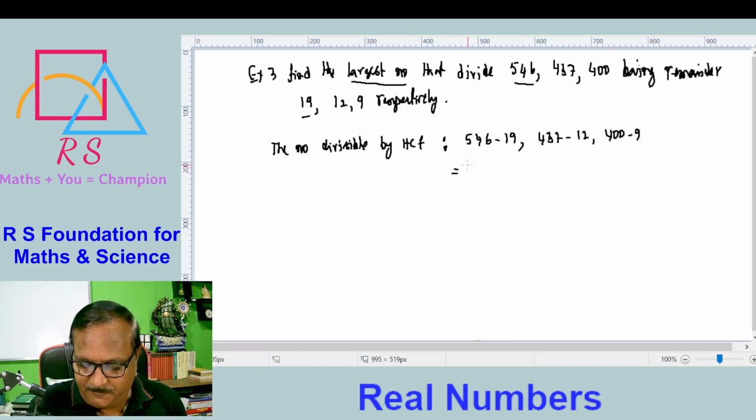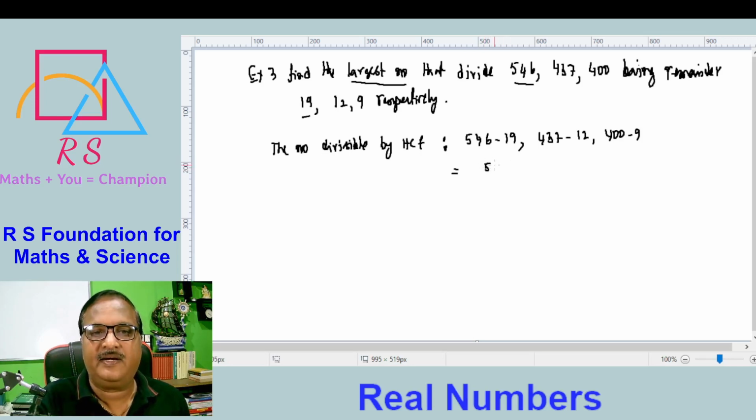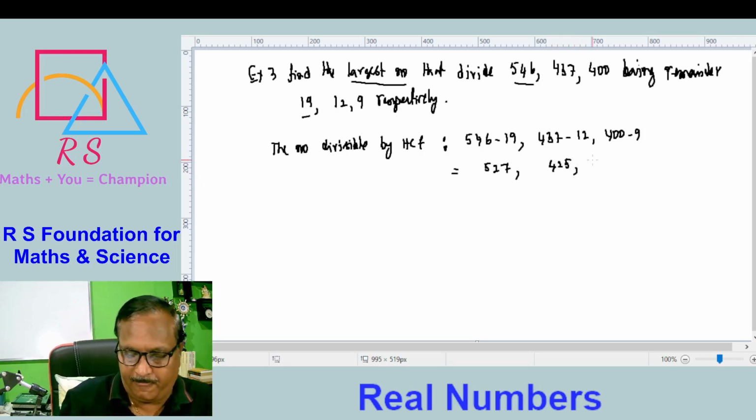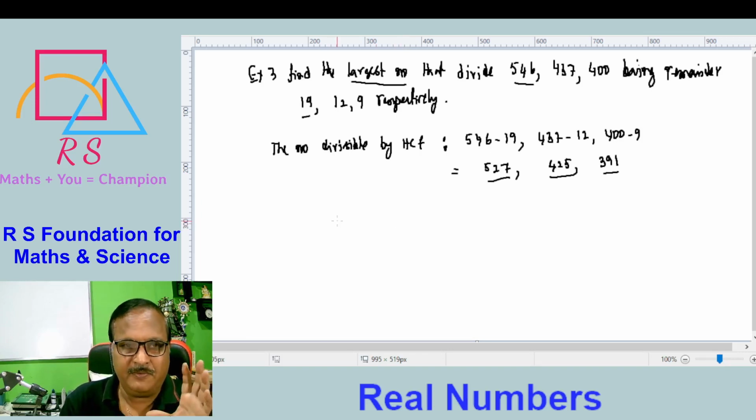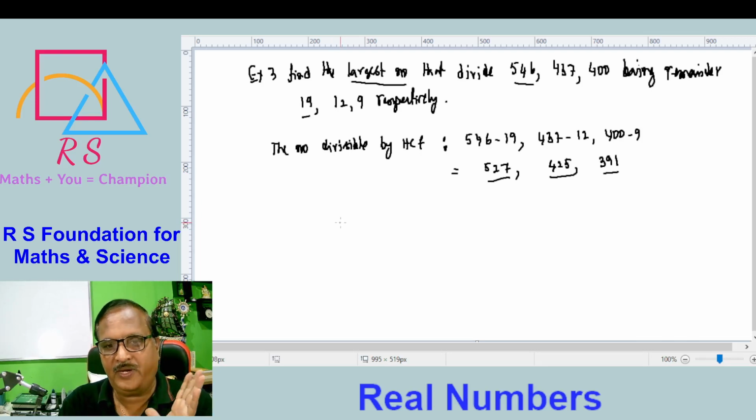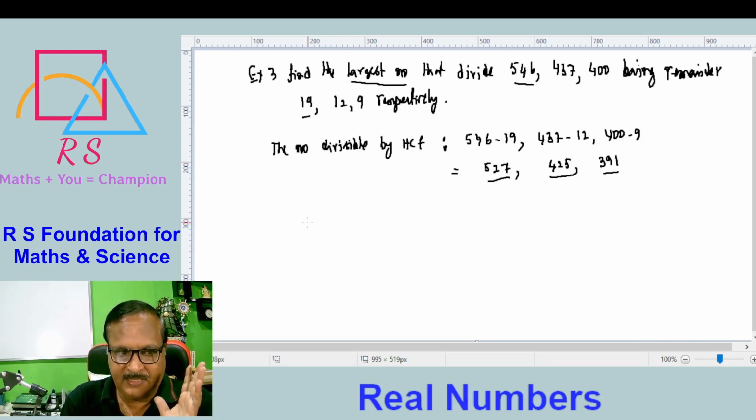So then what happens? 546 minus 19 is nothing but 527, 437 minus 12 is nothing but 425, and 400 minus 9 is nothing but 391. So now we have three numbers. You have to find the largest number, the HCF. For finding HCF, you can use either the Euclid method or the division method, but here the Euclid method is given clearly. So now three numbers are there.